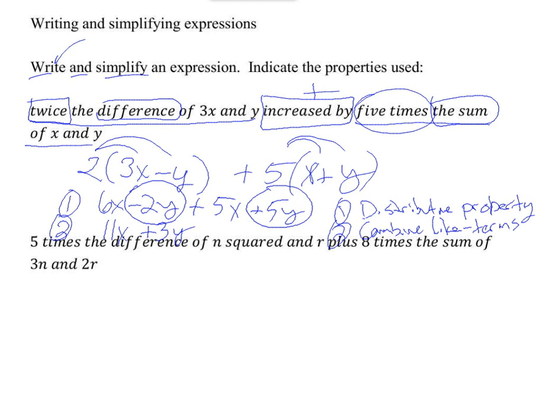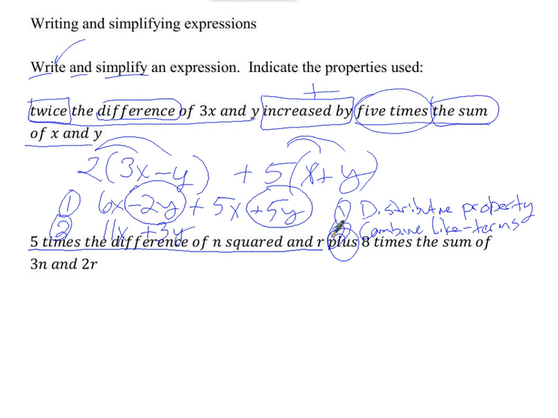Again, just one more time, as you read the problem, try to mentally form a picture of how this is going to work, okay? I have 5 times, well, 5 times what? Then it goes on to the difference of n squared and r. So the way that that's worded tells me that this is all one thing right here. 5 times the difference of n squared and r. And the way that I just read that tells me it's going to be 5 times, and then the n squared and r are going to go together in some fashion, all right?